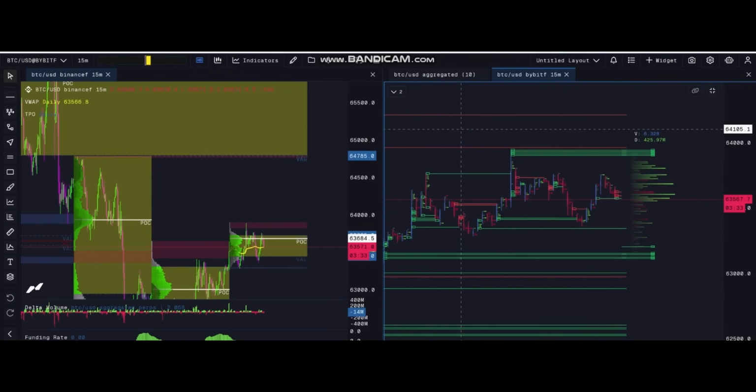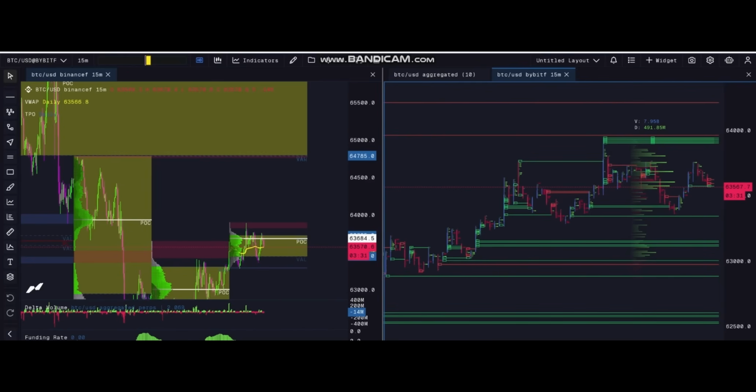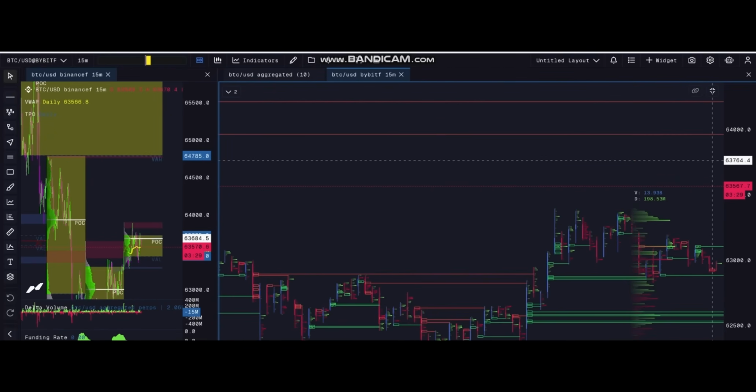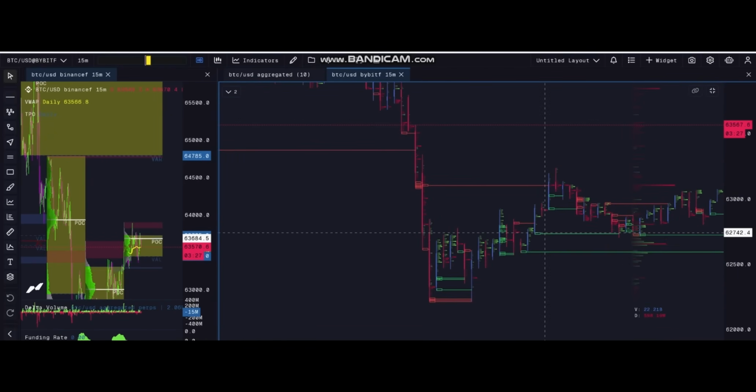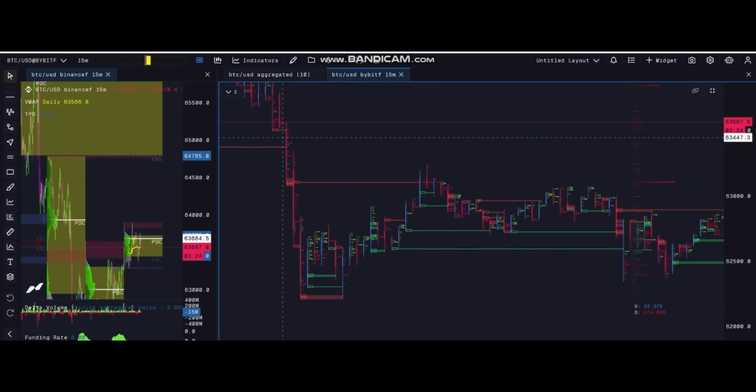Now, if we go back, say, to last week, we can see that when price came back down, it left an imbalance. Price came back up, filled the imbalance, came back down, and filled this imbalance over here as well, wicked into it. So this just repeats over again, and we had an imbalance over here, and we also have a single print.